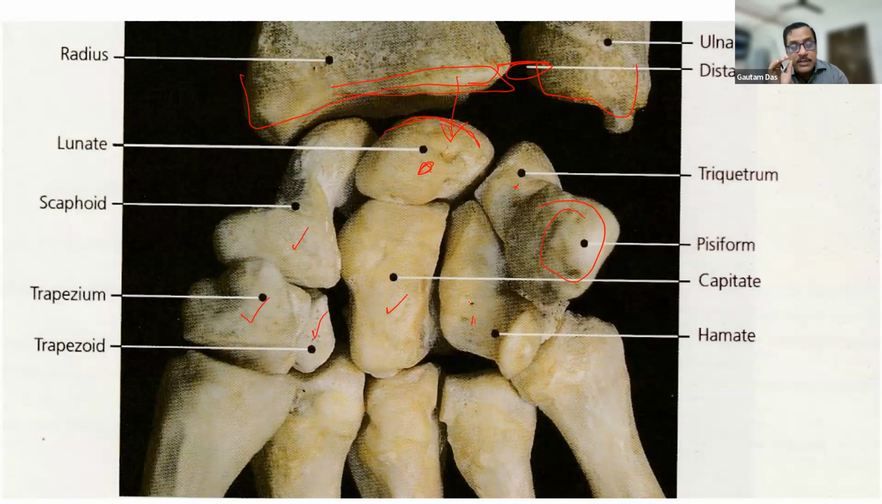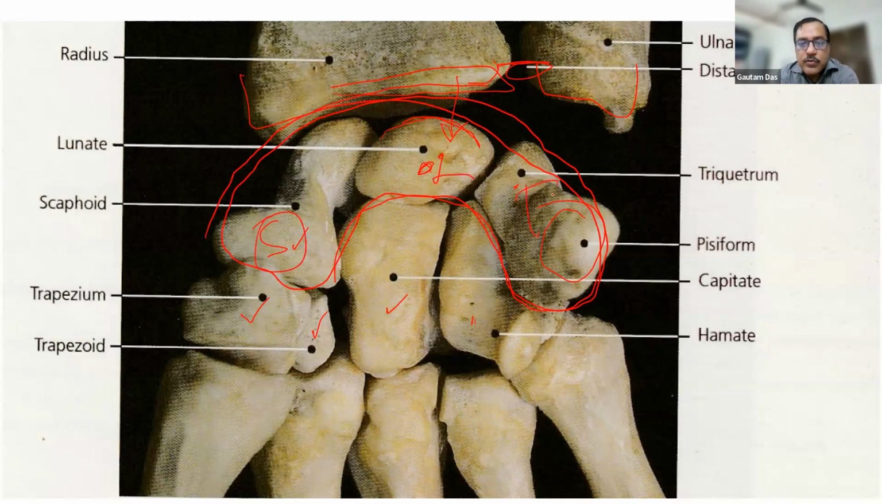You must have a 3D anatomy in your brain. What I normally tell is, you can remember it like this: this is like an inverted C or an inverted U. This is the proximal row of the bones. On this side we have the scaphoid, here is your lunate, and here are your triquetrum and pisiform together. So those are the 3 bones of the proximal row.